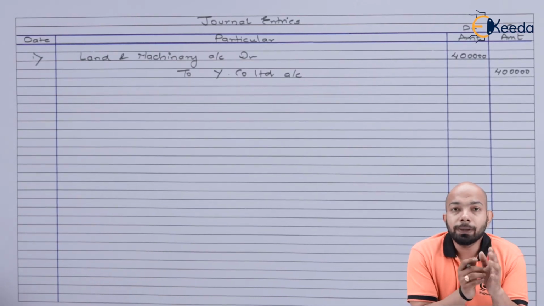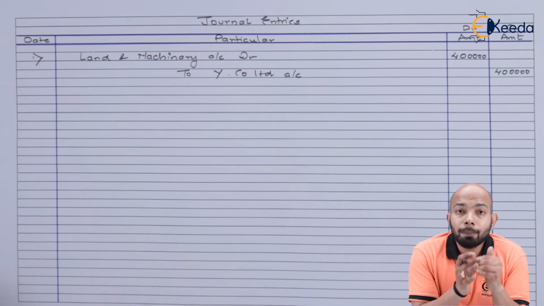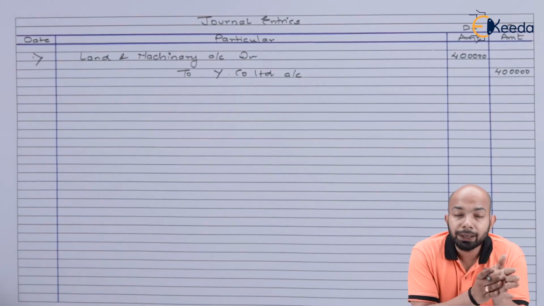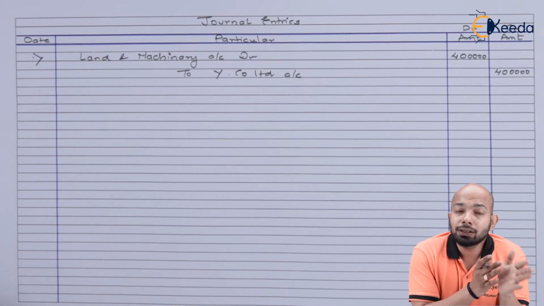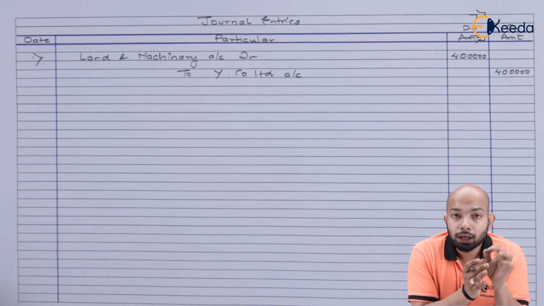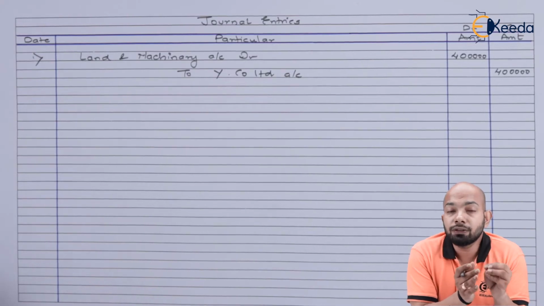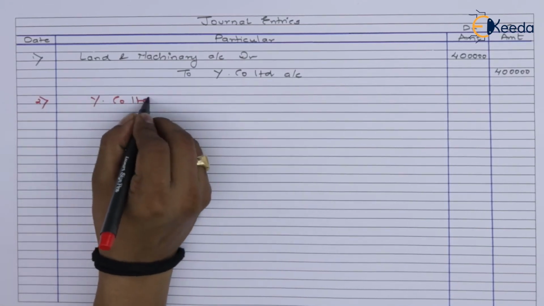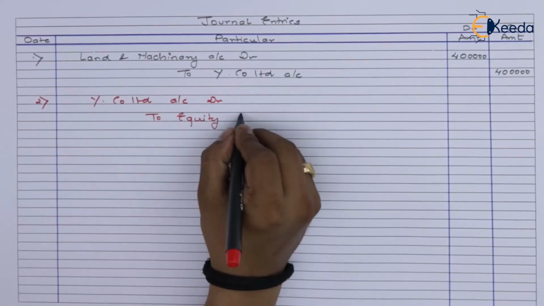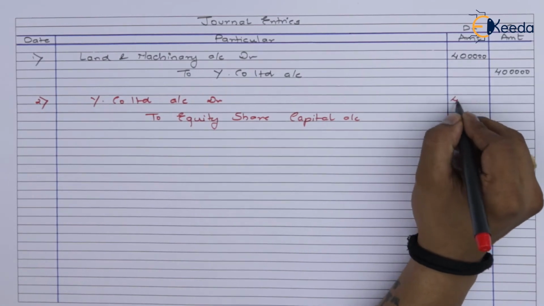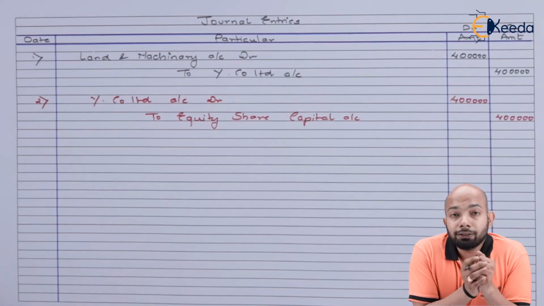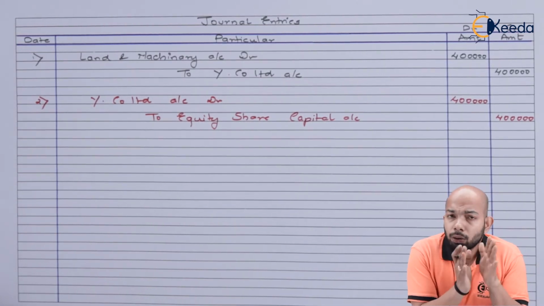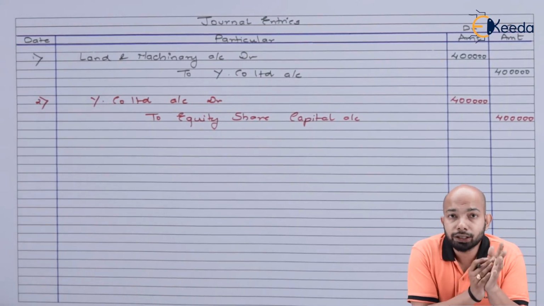The next entry will be when we pass the entry for issuing shares to Y Company Limited. That means we are issuing certain shares to them. So let's pass an entry for that, where the amount will be rupees 4 lakhs. The entry that we have passed here is Y Company Limited account debit to equity share capital, for rupees 4 lakh as mentioned in this question.